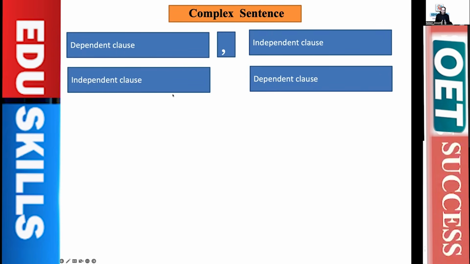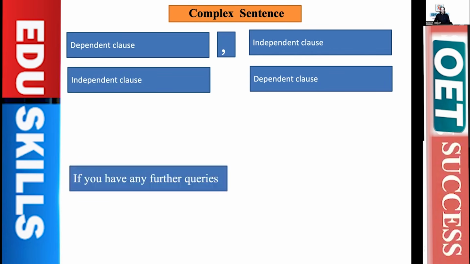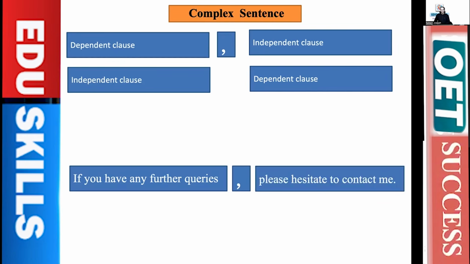So if you are writing the independent clause first, that doesn't require support. So no comma is required. After the independent clause, you can write the dependent clause. I'll explain it with examples. See, now you write at the end of the letter, if you have any further queries, comma, because this is a dependent clause. If you have any further queries doesn't make sense by itself. So you have to mark a comma before you write the independent clause: please do not hesitate to contact me.